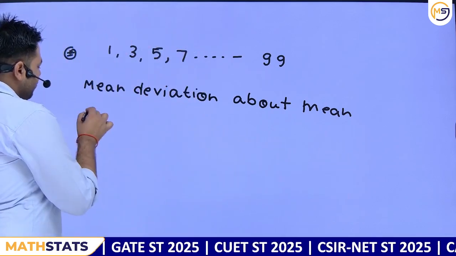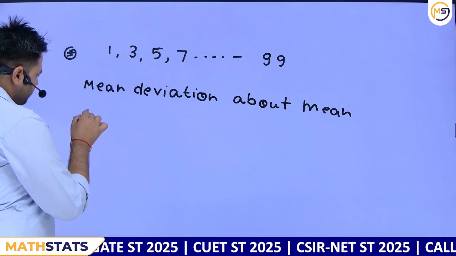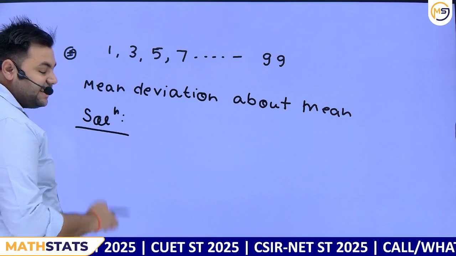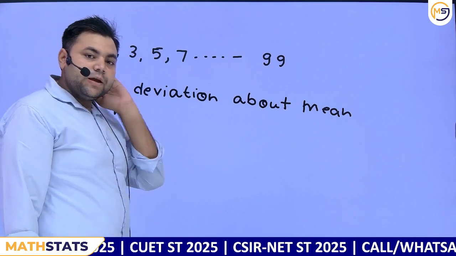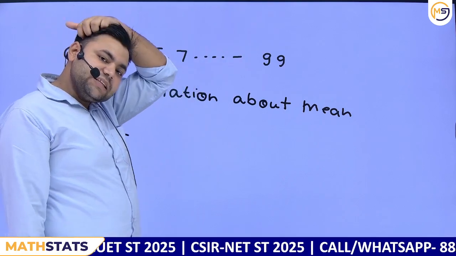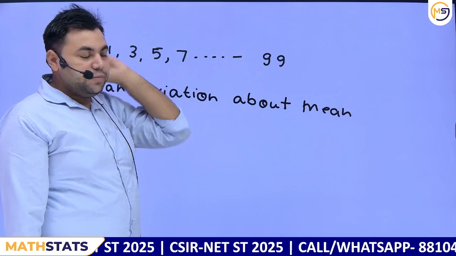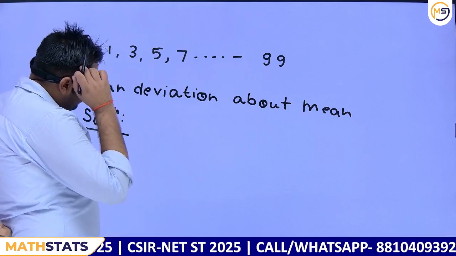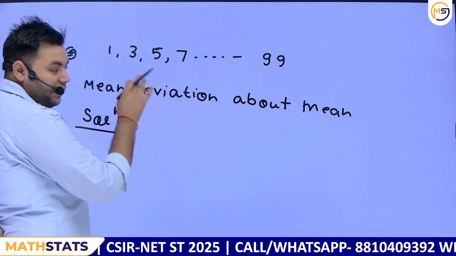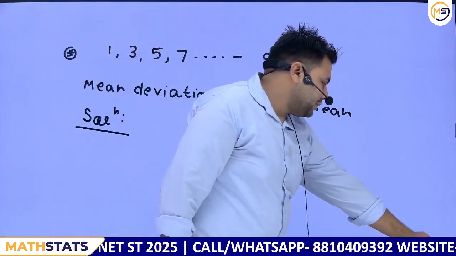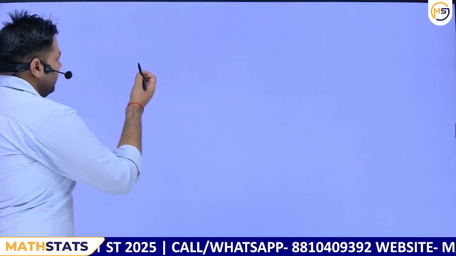Now finding. Because here we cannot apply that formula. Okay. Because here there are 2n plus 1 terms in the previous series. So we cannot apply the formula directly here. So if I want to find the mean deviation about mean, we can proceed further like the previous question.